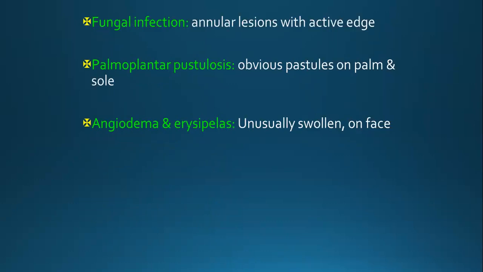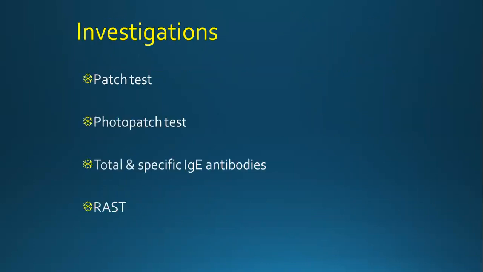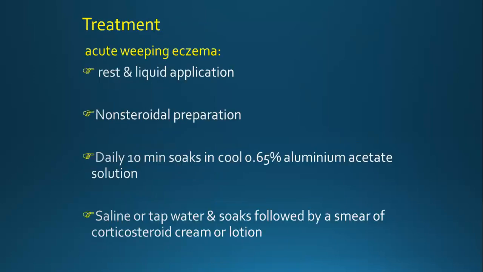Then the fungal infections. Fungal infections are specifically annular lesions with a clear center. Palmoplantar pustulosis, obvious pustules are present on the palms and soles. Angioedema and erysipelas are usually swollen on the face. Now, what are the investigations? Patch test, photo patch test, total and specific IgE antibodies, and the RAST.